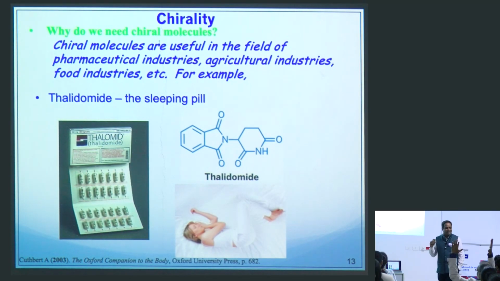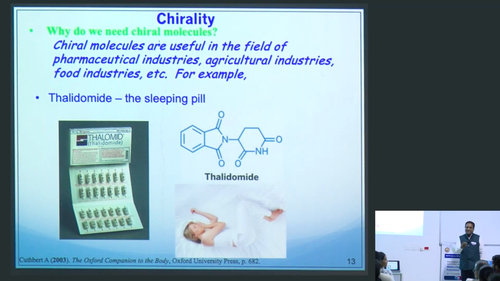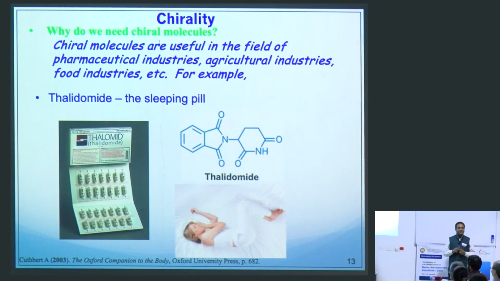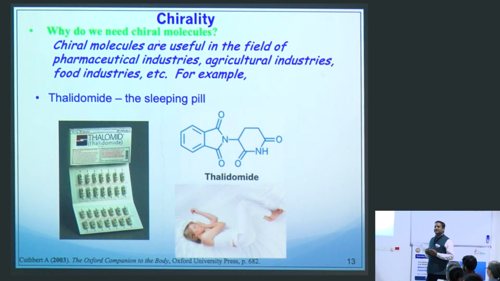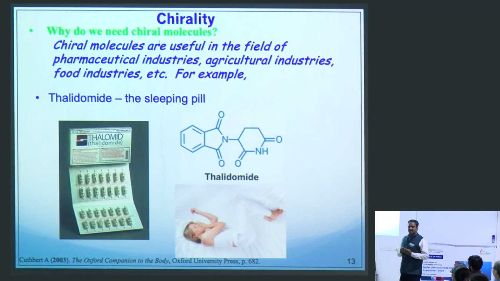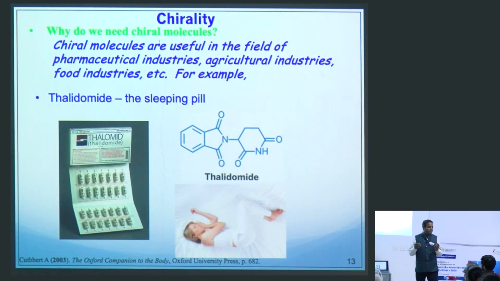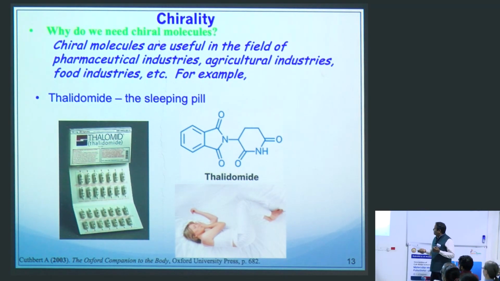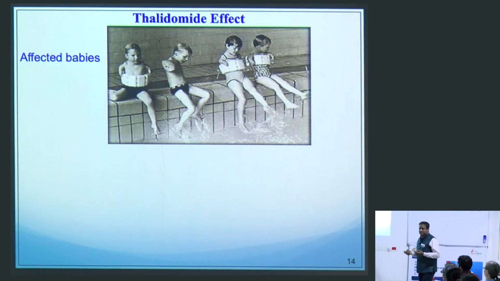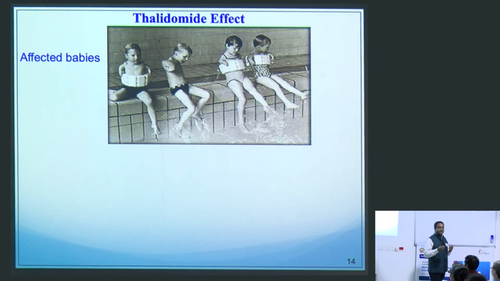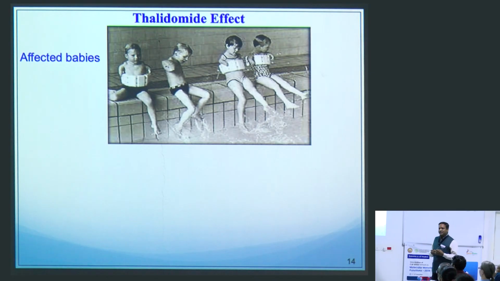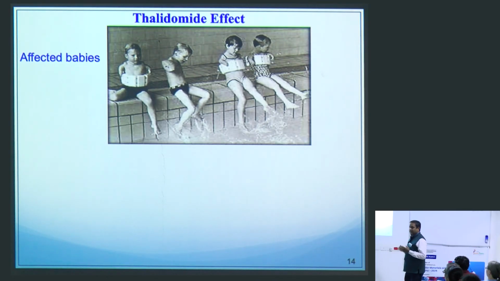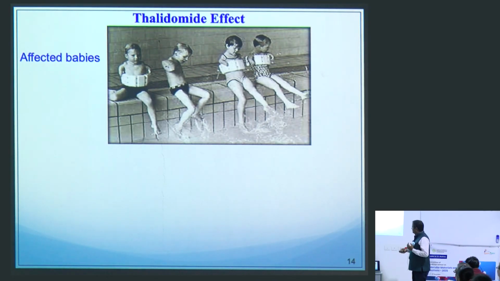Thalidomide. In the 1950s, thalidomide was used as a sleeping pill for pregnant women. But after a few years, the newborn babies were affected by thalidomide. They were missing their legs, arms, or eyes. Almost 20,000 infants in European countries were born this way. Immediately that medicine was banned, and still there are thalidomide survivors.